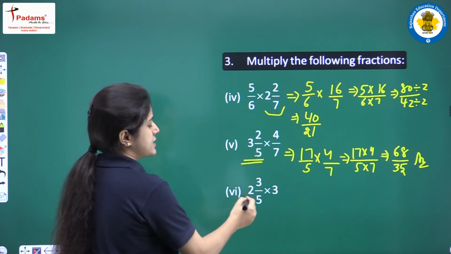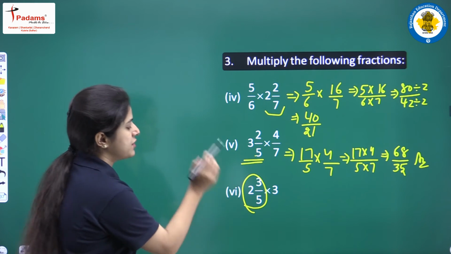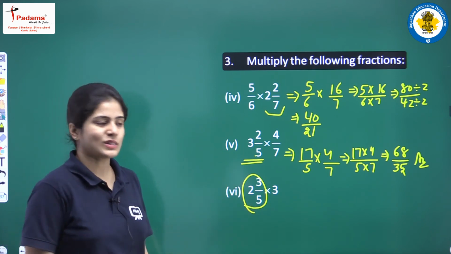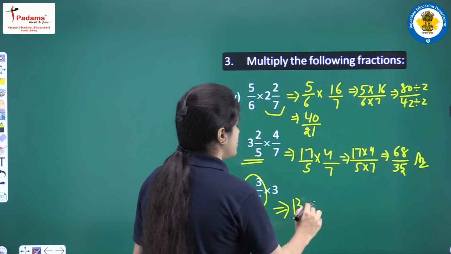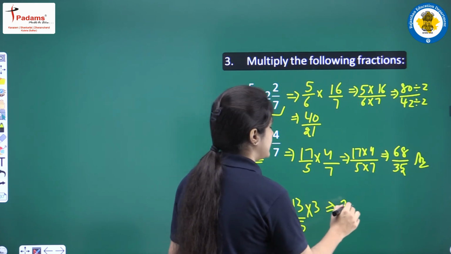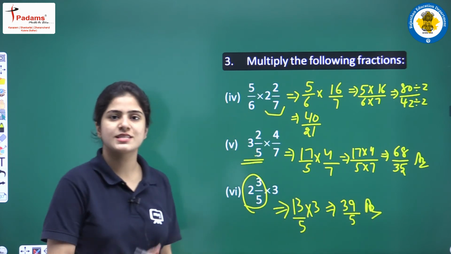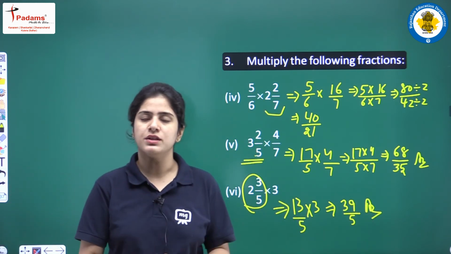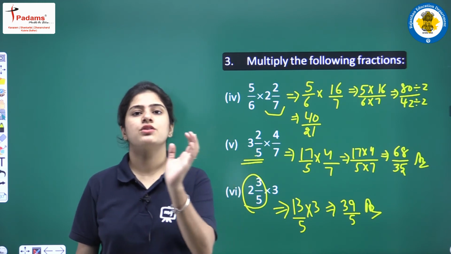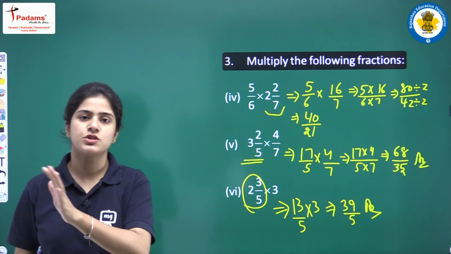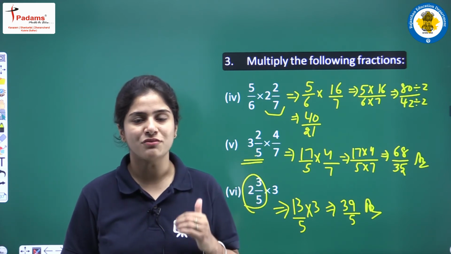Okay, the next question, convert this into the improper fraction, right? 5 into 2 is equal to 10, 10 plus 3 is equal to 13. So 13 upon 5 into 3. So the answer will turn out to be 39 upon 5. Alright students, this is very easy, very simple. What you need to do in fractions is multiply both the numerators, numerator into numerator upon denominator into denominator. That is the product of numerators upon the product of denominators.